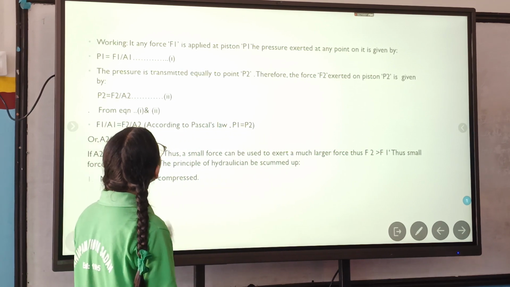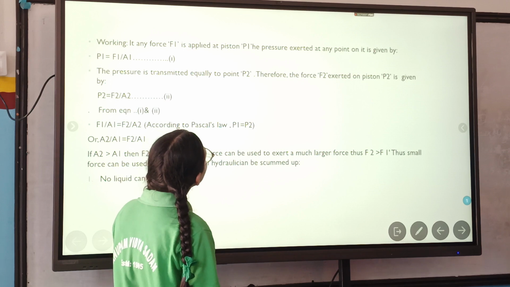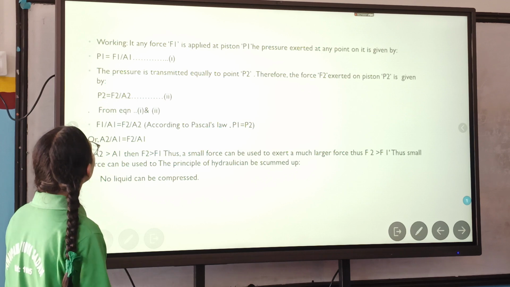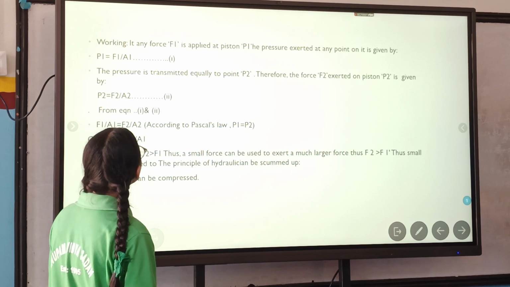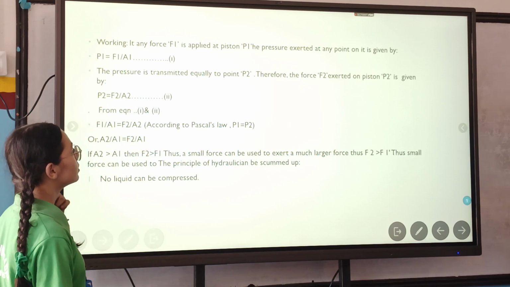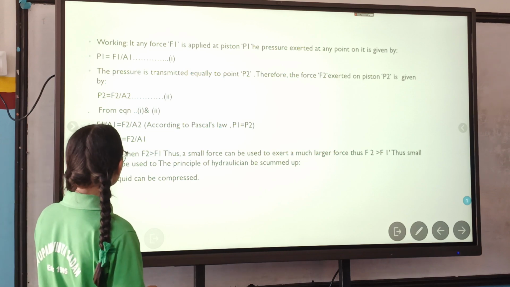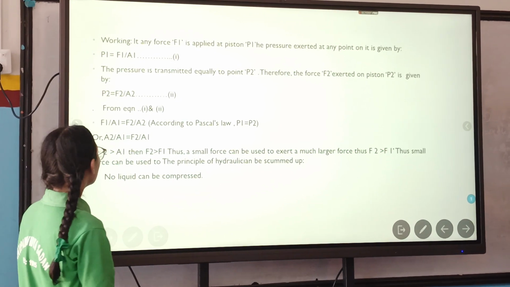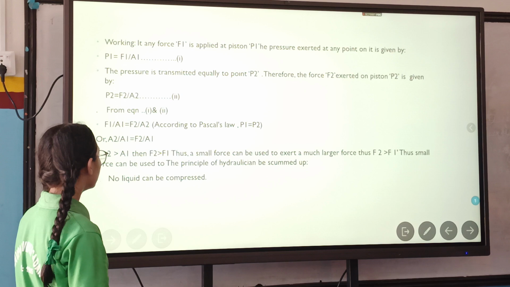If any force F1 is applied at piston P1, the pressure exerted at any point on it is given by F1 by A1, and the pressure is transmitted equally to point P2. Therefore, the force F2 is exerted on piston P2, and according to Pascal's law, P1 equals P2. So F1 by A1 equals F2 by A2.